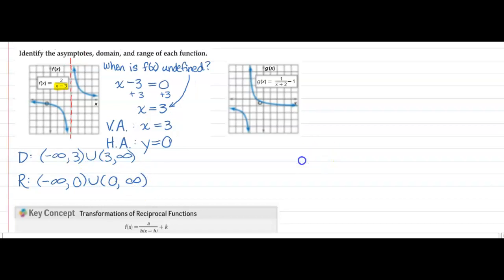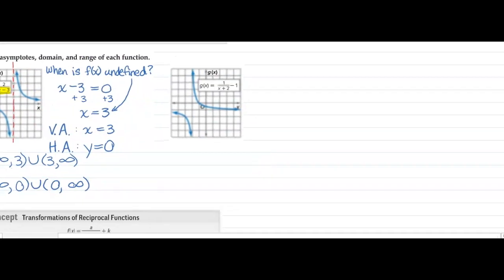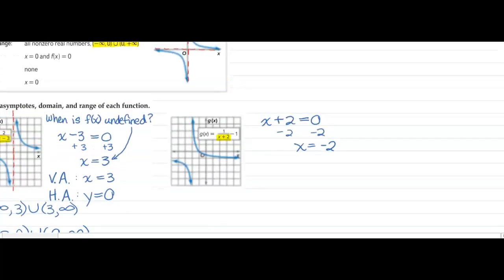Let's try another one together. Over here, we need to think, when is x undefined? And we know that's going to happen when the denominator equals 0. We know that when x plus 2 equals 0, it's undefined. Solving, we see that there's going to be a vertical asymptote when x equals negative 2. Right here.